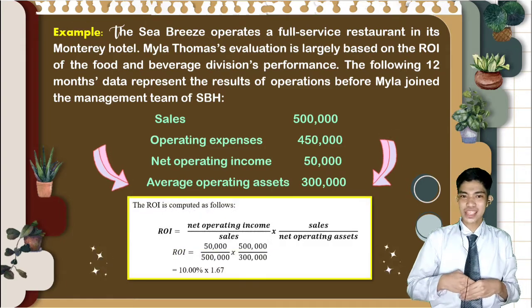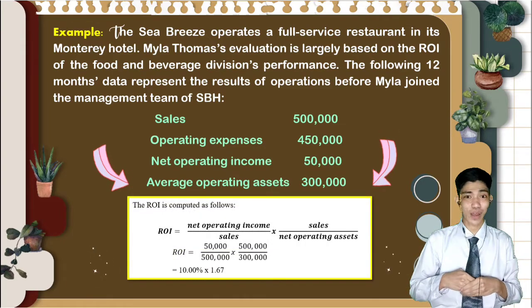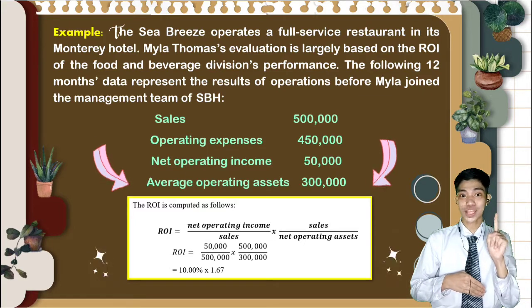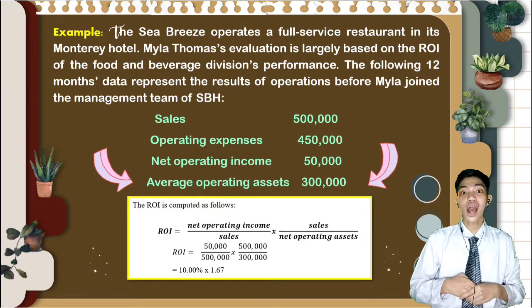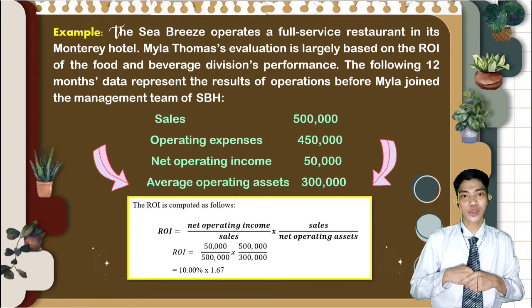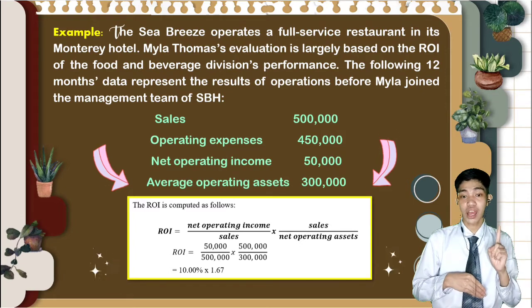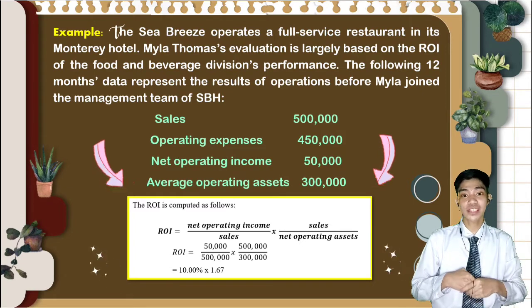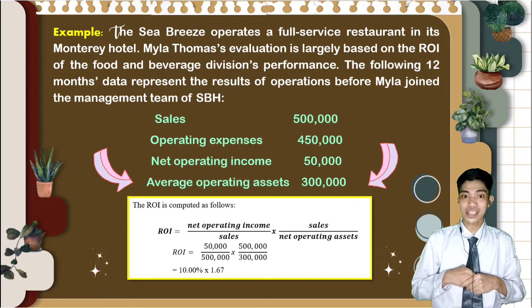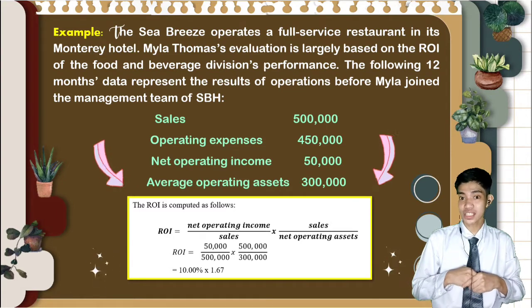So for our net operating income is 50,000 divided by 500,000 which is our sales. So ang kakalabasan nito ay 0.1. Then para makuha ang 10%, ito times natin or i-multiply natin yung 0.1 sa 100. At ganun din ang gagawin natin sa kabila. Our sales which is 500,000 divided by our net operating asset which is 300,000 is equals to 1.67.